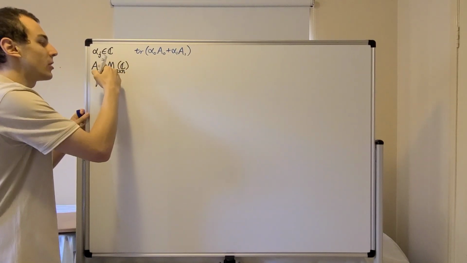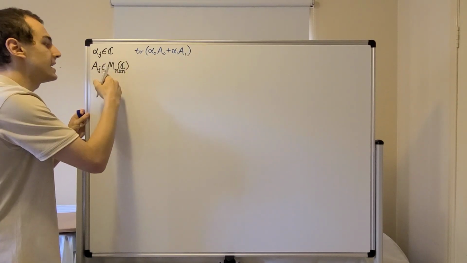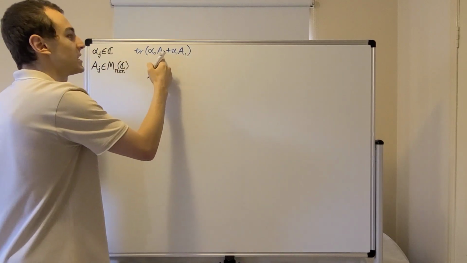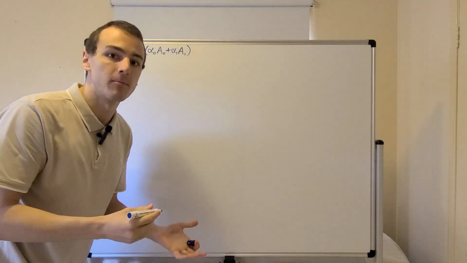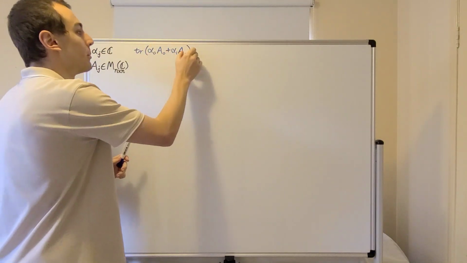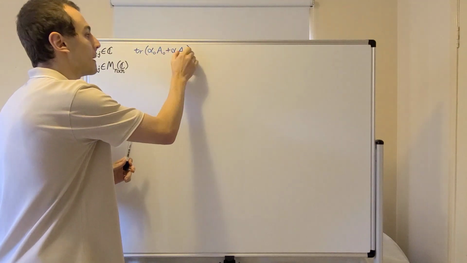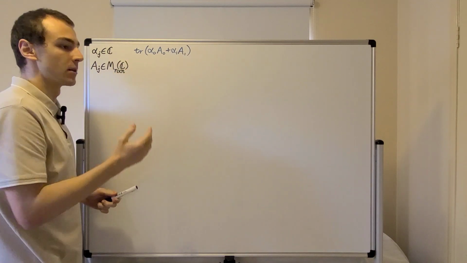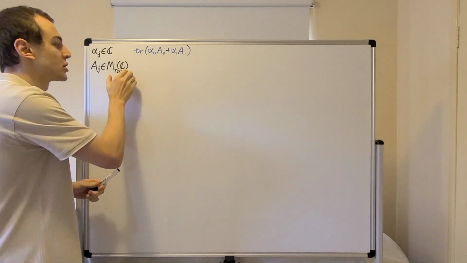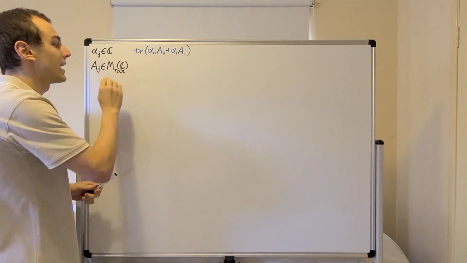So this j over here is just a placeholder for an index. And we're going to use that to specify which coefficient and which matrix we're dealing with. So this is a linear combination of complex matrices. All of the entries in these matrices are complex numbers, and these are square matrices. They are n by n.